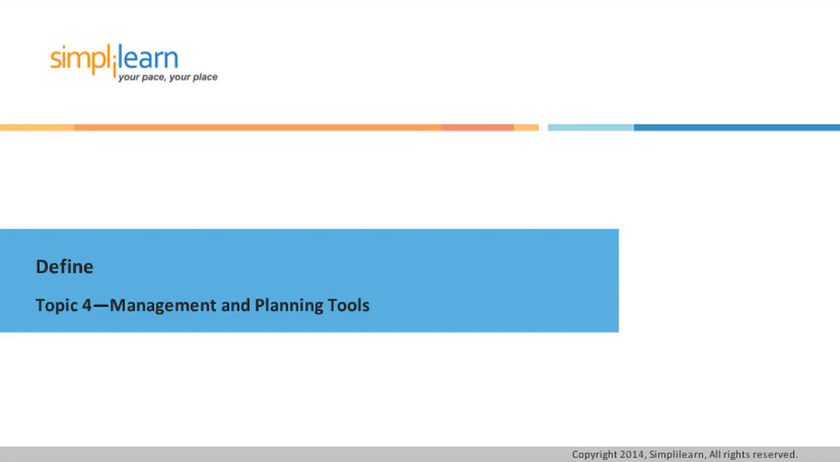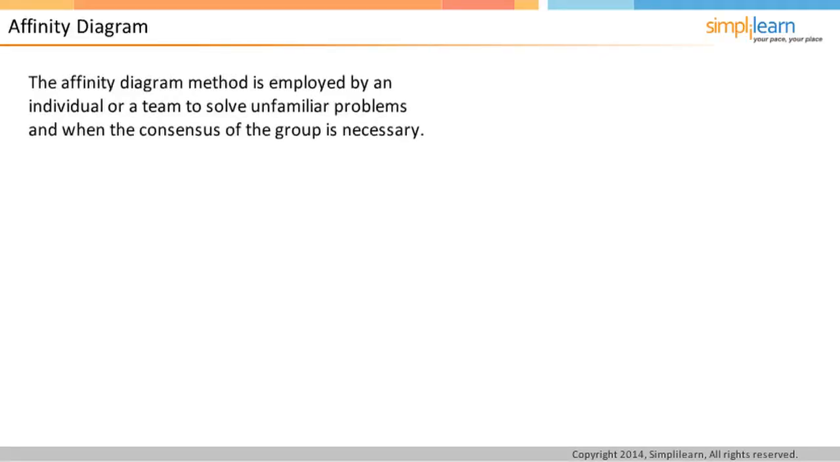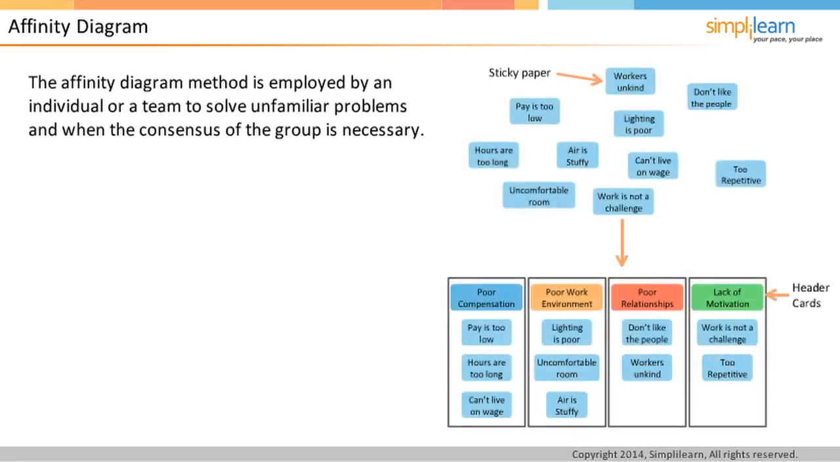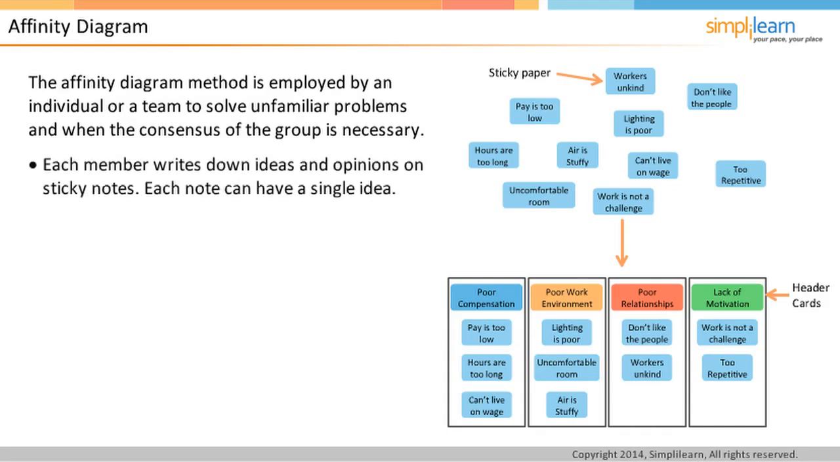The affinity diagram method is employed by an individual or team to solve unfamiliar problems. It is an effective medium where the consensus of the group is necessary. The given affinity diagram is based on an organization where the employees are not satisfied. To begin with, each member writes down ideas and opinions on sticky notes. Each note can have a single idea.